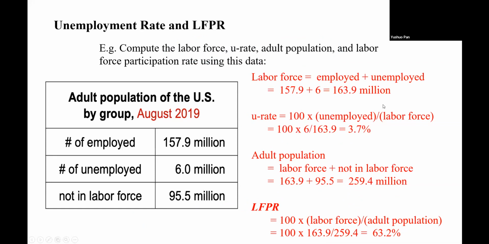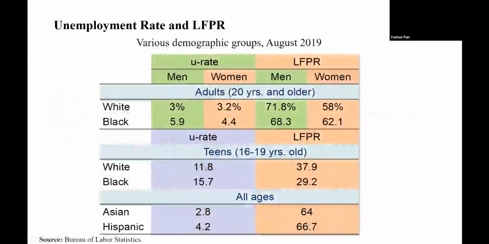Labor force, unemployment rate 3.7%, adult population 259.4 million. For the labor force participation rate, use the result of the first one, the labor force, divided by all the adult population. This is the third result. So the final number would be 63.2%.